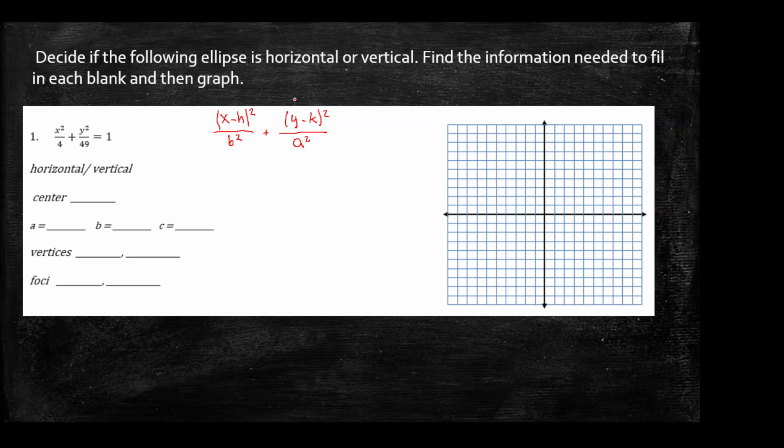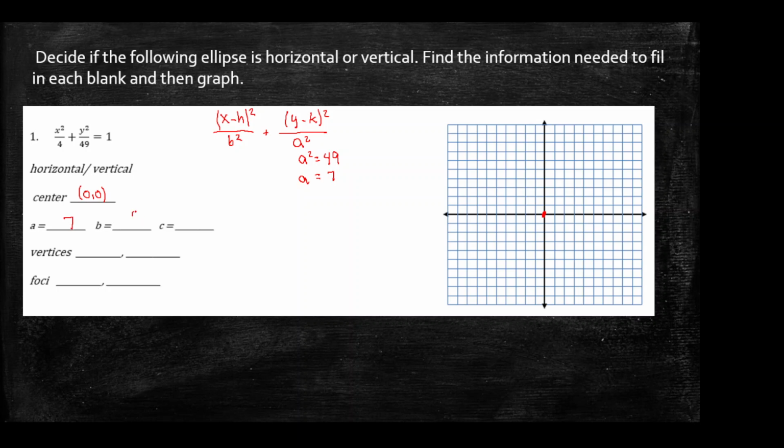Okay, so the first thing I want to do: what are my h and k values? Well, there's no value here, right? This is just x minus 0. So my center is on the origin, (0, 0). Let's go ahead and drop that dot in there. And my a value is the square root of 49, since 49 is a squared. So a equals 7. I know that the square root of 49 is plus or minus 7, but we're not going to have negative values in here, so it's just going to be 7.